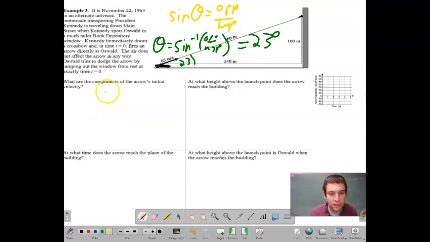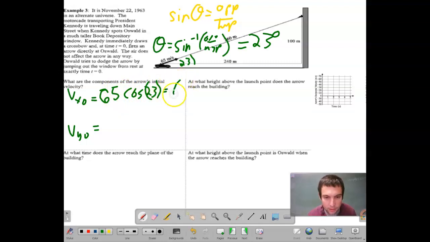What are the components of the arrow's initial velocity? We know we are going to have an x component and a y component acting independently of each other. So the x component, cosine, right? Magnitude, 65, cosine 23. That gave me 60 meters per second. My velocity in the y is going to be magnitude sine 23. That gave me 25. As a double check, you can plug these two numbers back into the Pythagorean theorem to see if you get 65 as your answer.